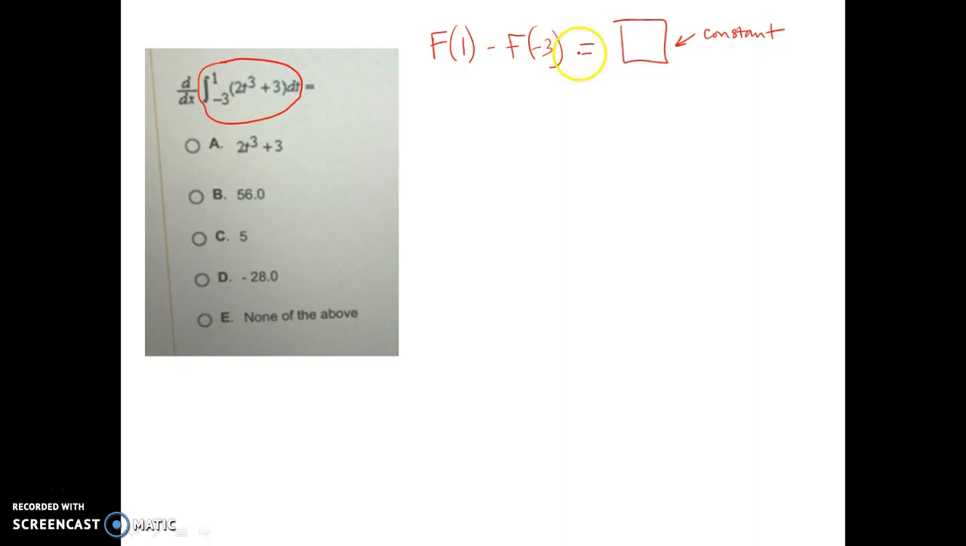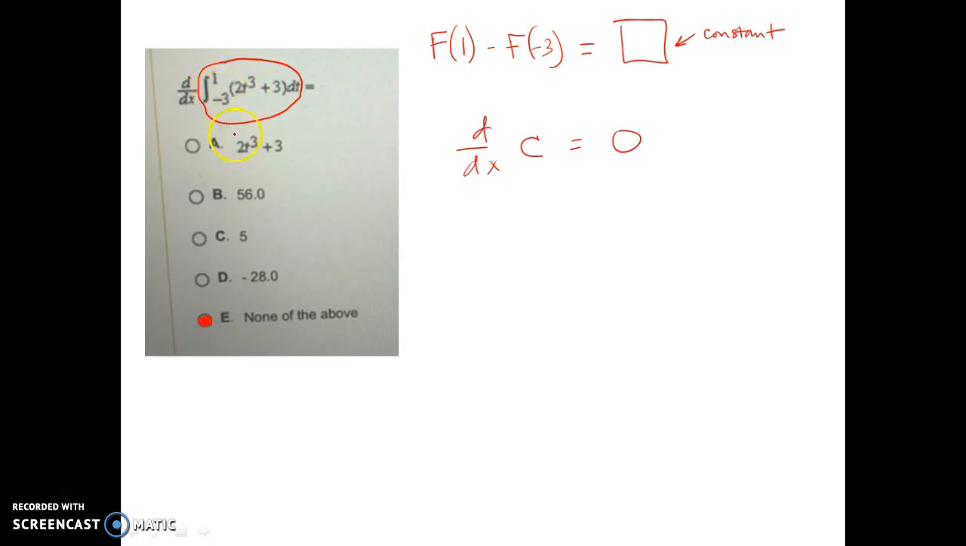Well, what happens when you take the derivative of a constant? The derivative of any constant is 0. So this one is a trick question. It's none of the above. And if you think about it, this is obviously wrong, because you didn't take an antiderivative.